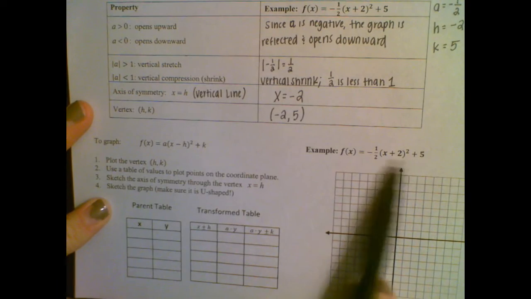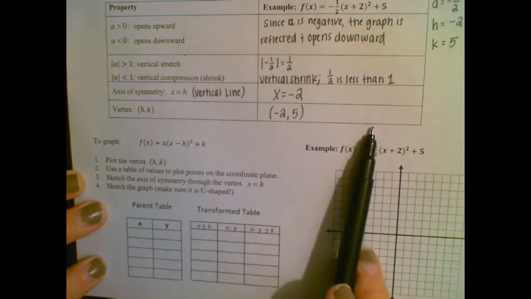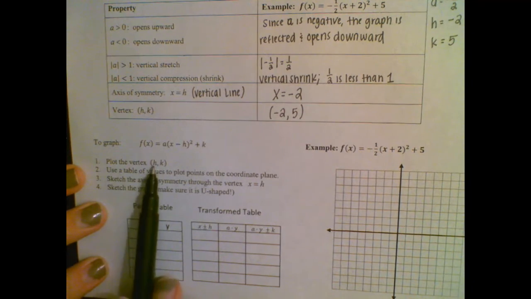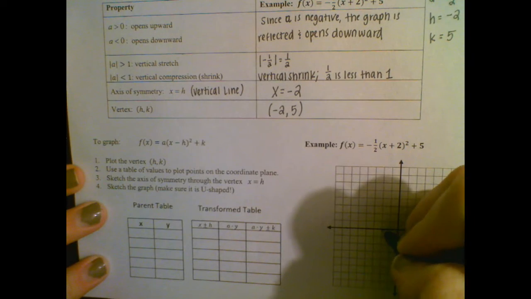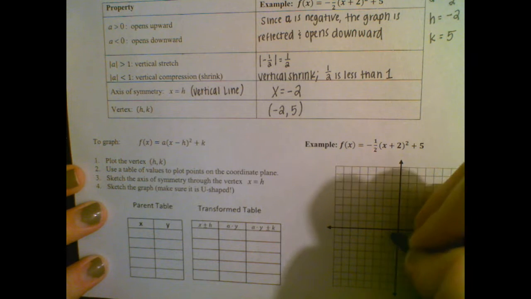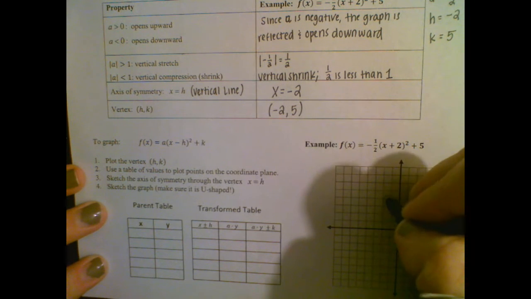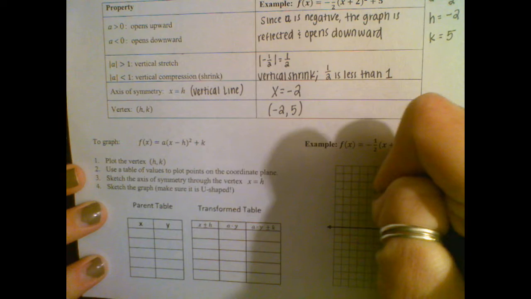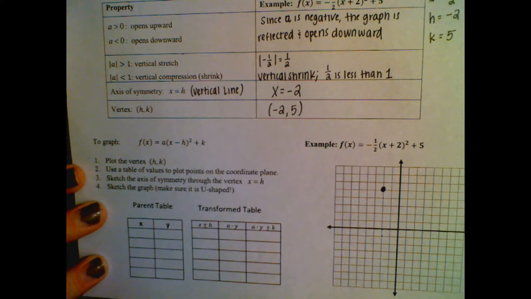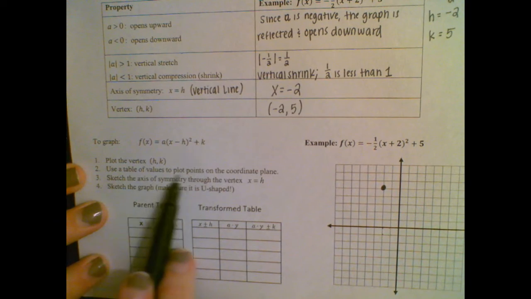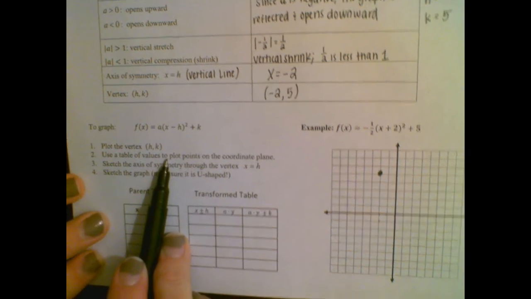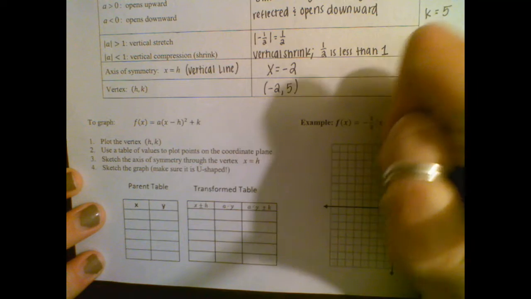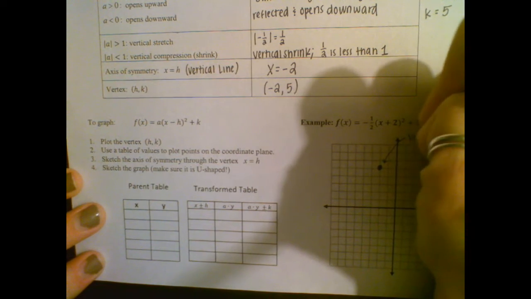So we're using the same equation that we just talked about, all these pieces up here. The first thing that I always do is plot the vertex. So I know what my H and my K are. I'm going to put the vertex at the point (-2, 5). And there's my vertex. The nice thing about plotting the vertex is you can always use your table of values to check to see if your vertex is correct. And actually, I'm going to go ahead and label that too. It's my vertex.